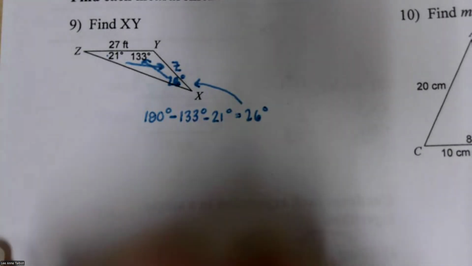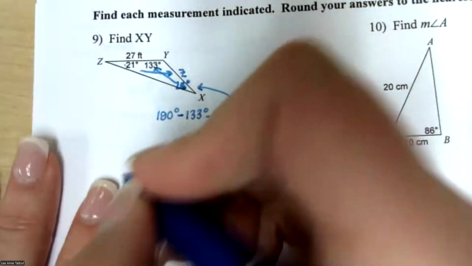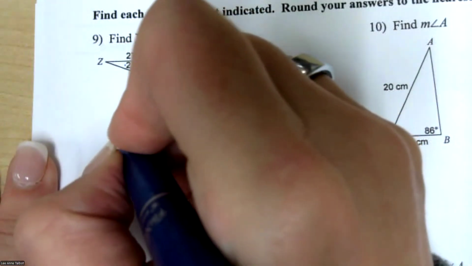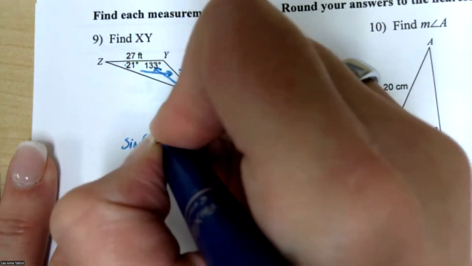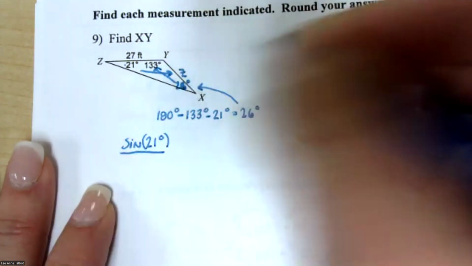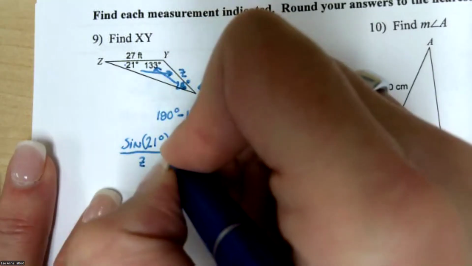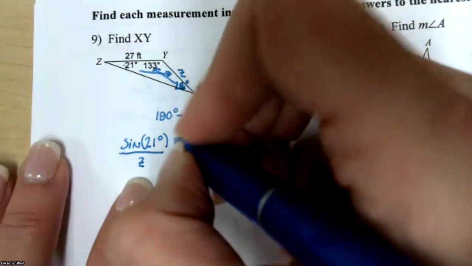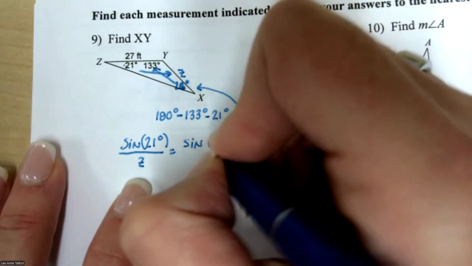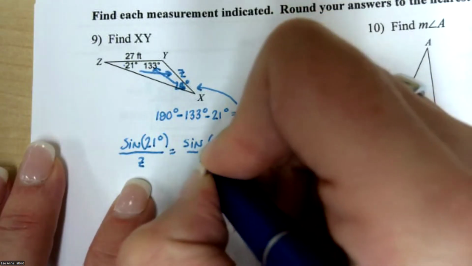Okay, law of sines. Law of sines says the sine of an angle over the side across from it equals the sine of another angle over the side across from that.